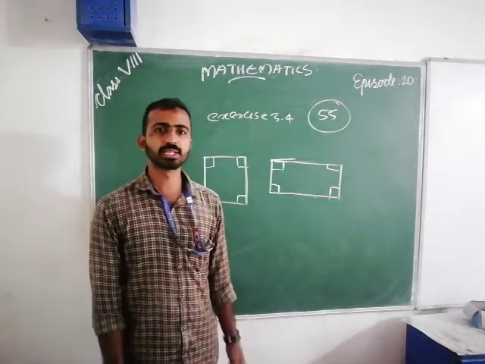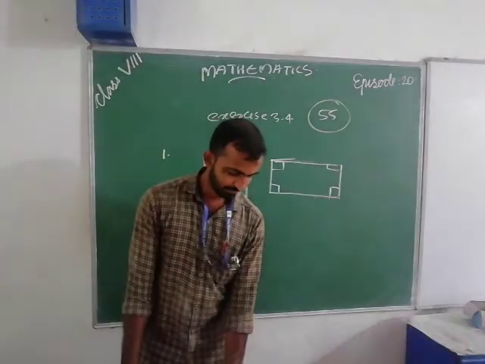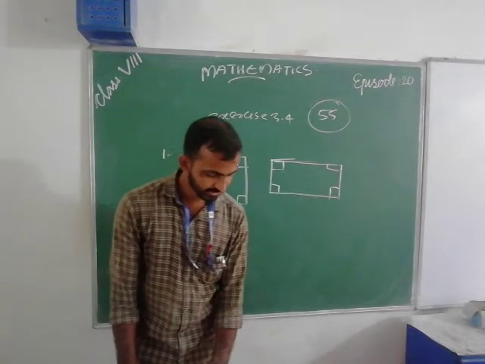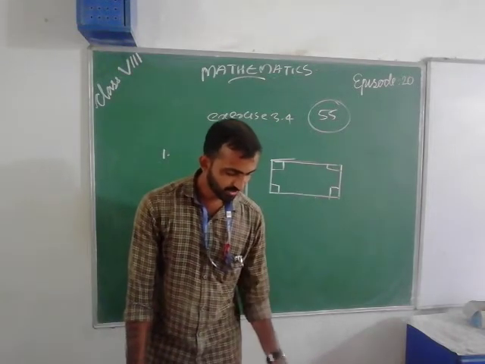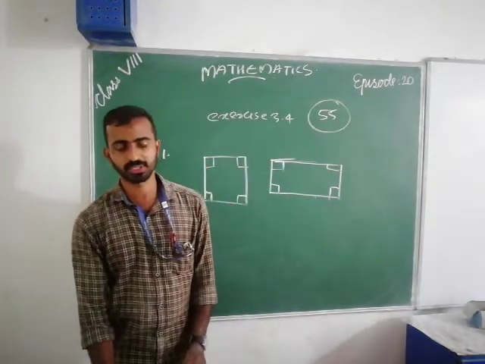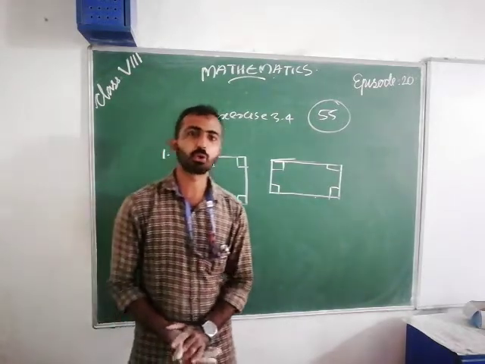That is right angles. That is 90 degrees. And next, the fourth, fifth, and sixth are for your homework. Problems 4, 5, 6 are for your homework.